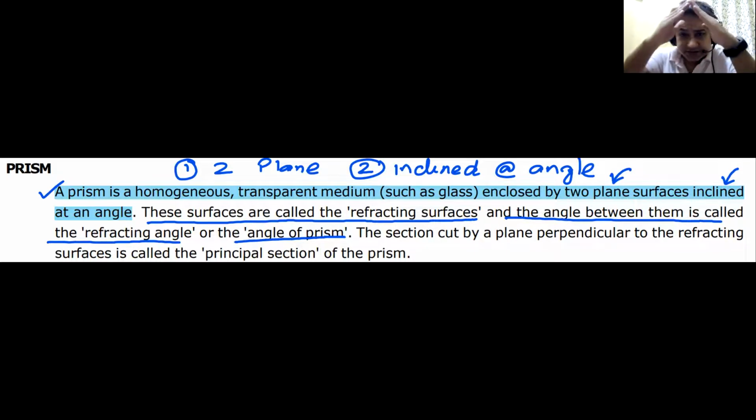So these two surfaces, if you look closely at these two surfaces of the prism where refraction is taking place, surface number 1 and surface number 2, these are known as refracting surfaces. Now these refracting surfaces are at an angle. This angle is theta. This angle is known as the angle of prism. Do we understand this? Yes or no?